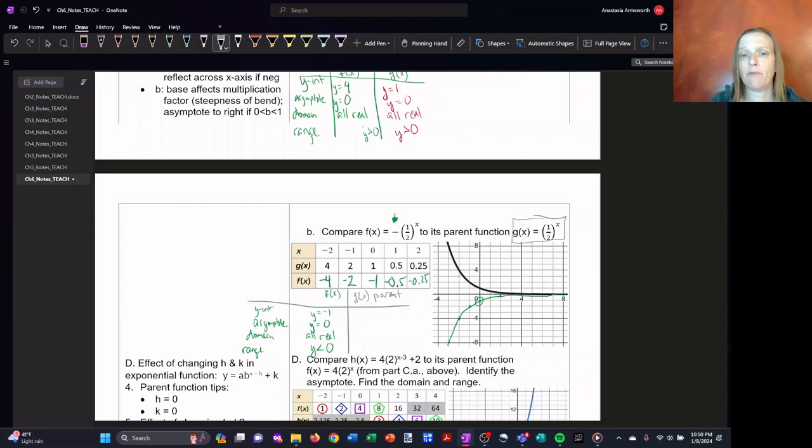Let's fill in similarly our values for the parent function. The y-intercept happens here at y equals 1. The asymptote is again still y equals 0. The domain is all real numbers, but the ranges here are different. The range here, the possible y values are anything above the asymptote. So this is all y values that are greater than 0.